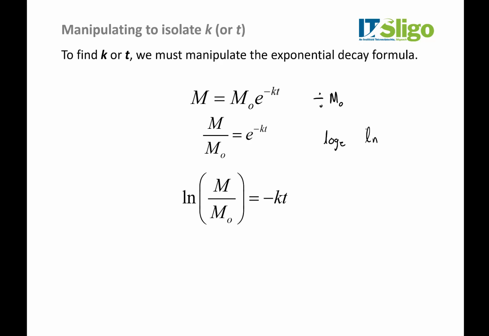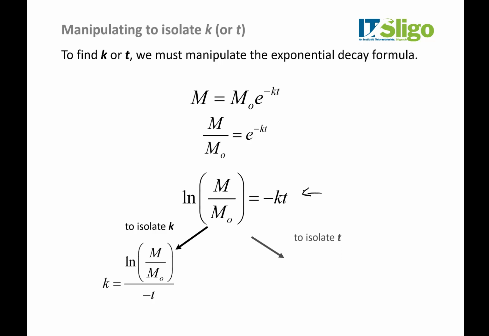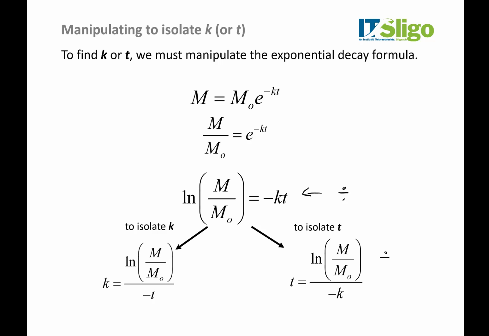Now we want to get k on its own, so we divide both sides by minus t. And this is now the formula we use to determine k. We need the initial conditions, we need the new value, and the time it took for this to happen. In the same way as with growth, we can also manipulate this line here to get t. And same idea in this case, just from this line we divide both sides by minus k.